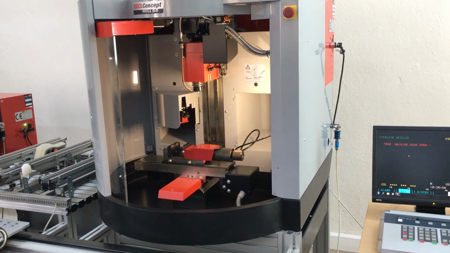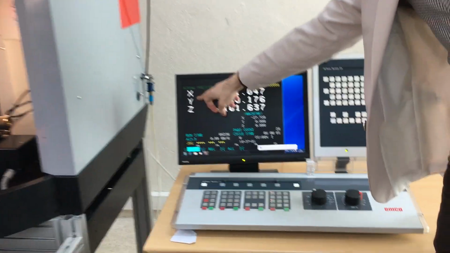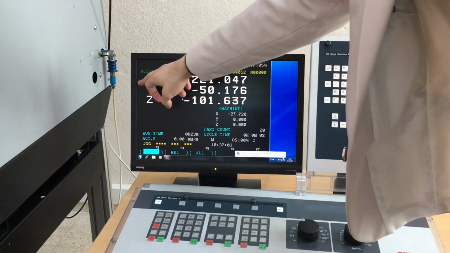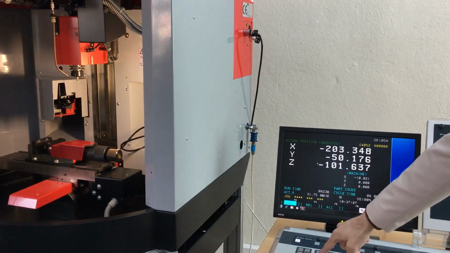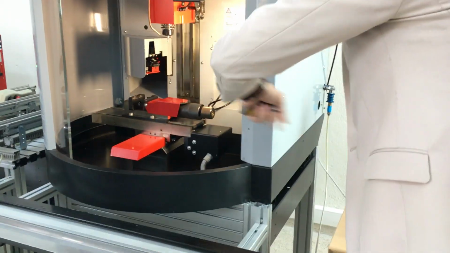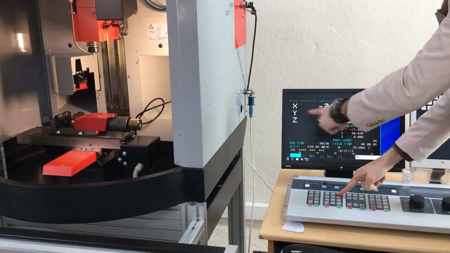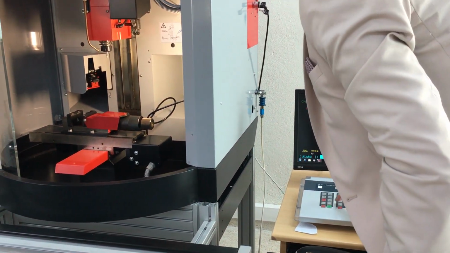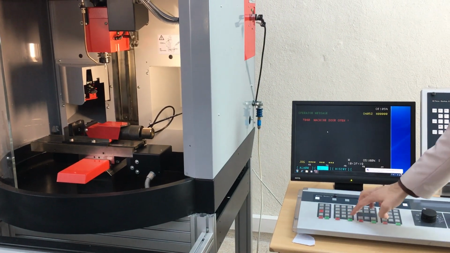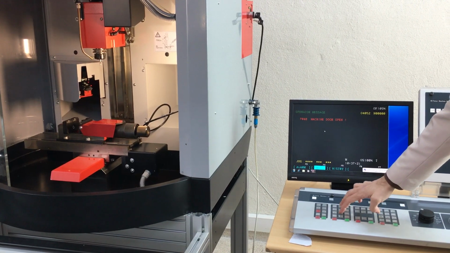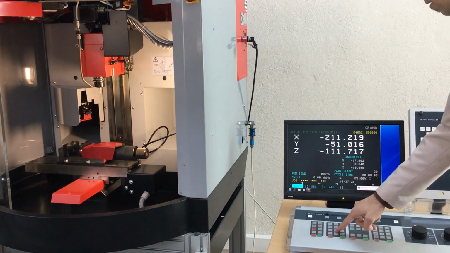This is the position here. Can you see the x-axis? Yes. This is x. And this is y. And this is z. Position here. Z.